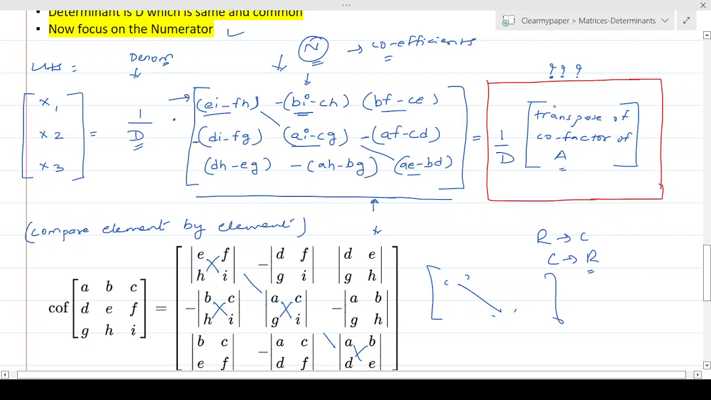And this particular transpose of a cofactor of the original matrix is nothing but the adjoint of a matrix. So whenever you get an adjoint of the matrix, what you need to remember is it's nothing but the transpose of the cofactor of the original matrix, and the cofactor itself is nothing but a matrix of different minors with alternating plus or minus signs.